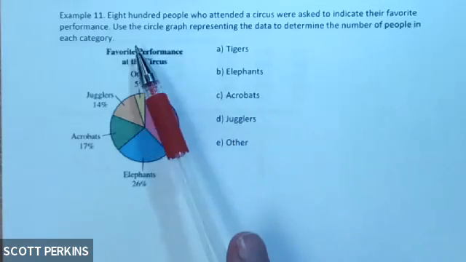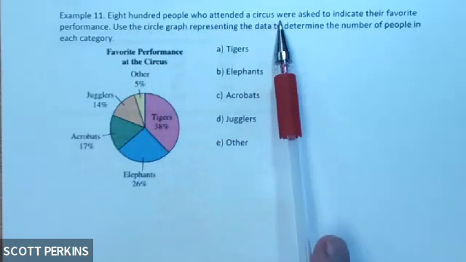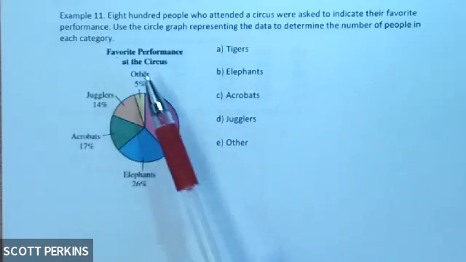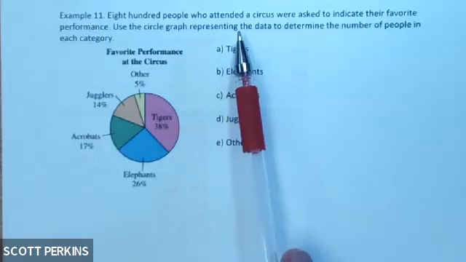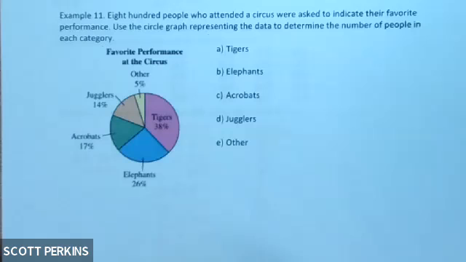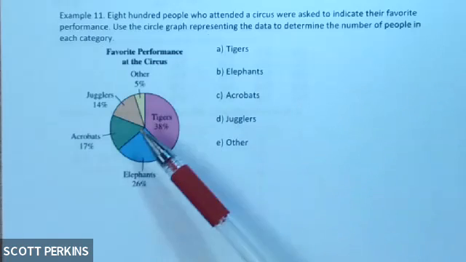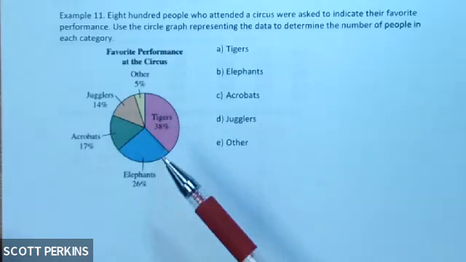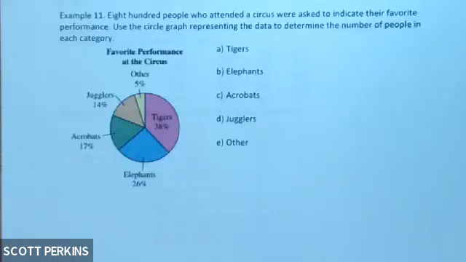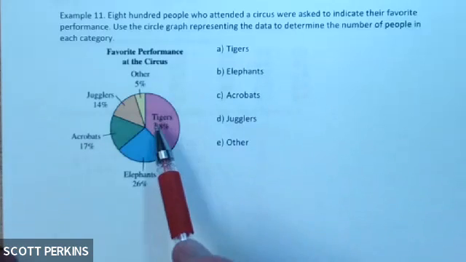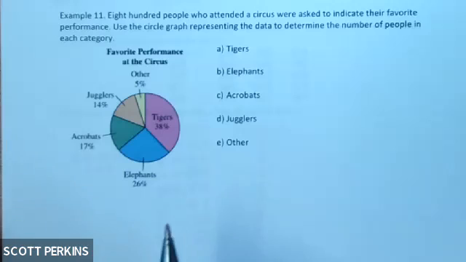So it says we've surveyed 800 people who attended a circus, and they were asked to indicate their favorite performance. We're going to use the circle graph representing the data to determine the number of people in each category. So typically a circle graph or a pie graph is listed with percents, and each of the pie pieces is proportional to that percent. Again, because graphs are visual, you're supposed to be able to look at that and see the relationship between all these. So I want to now convert this from percents into my raw data. How many responses were there? So for tigers, just talk me through, how am I going to figure out how many people preferred the tigers?